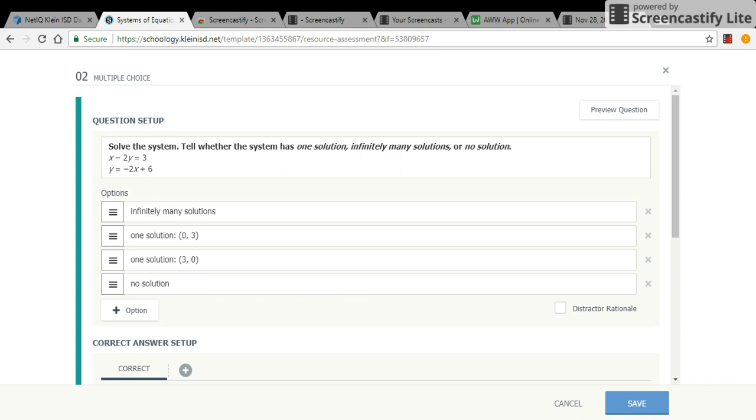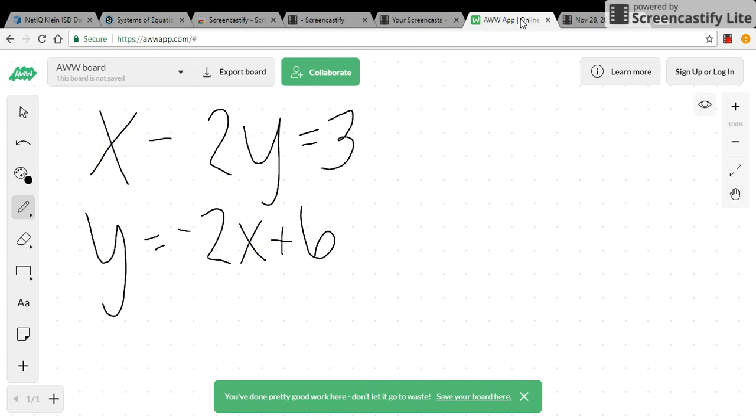This slope is negative 2x. This slope, if you look back on the last problem, you'd find out that the slope of the top one is a positive 1/2 x. 1/2 does not equal negative 2, so no solution does not work. So we could plug in, though, one solution, this one or this one. So I'm going to write both of them down. I'm going to write that the first option was 0, 3, and the second option was 3, 0.